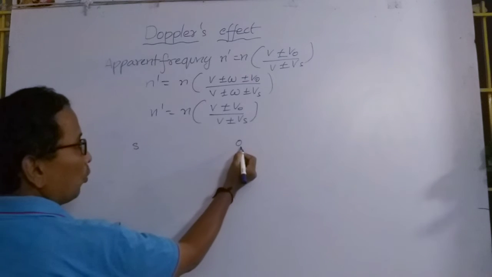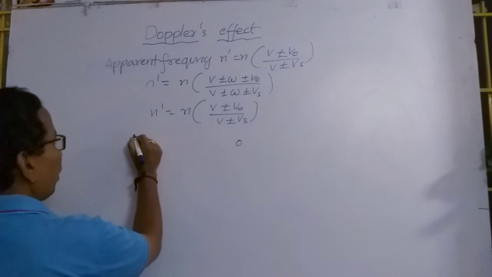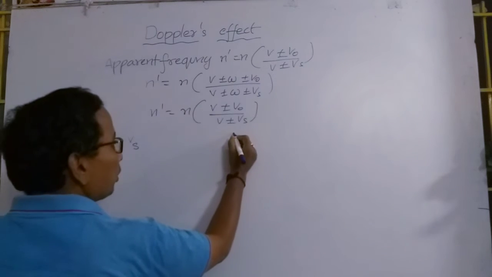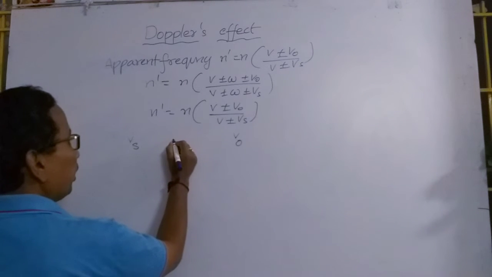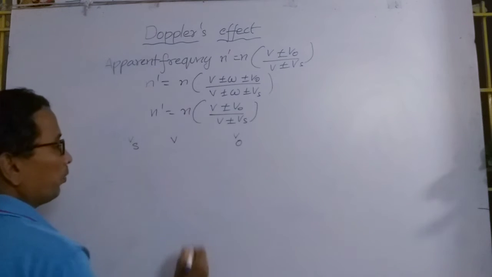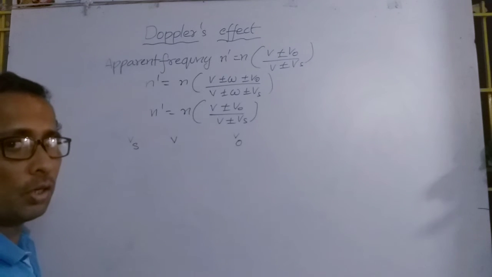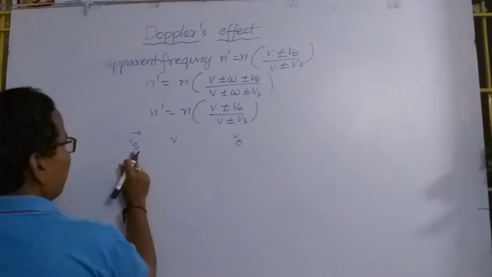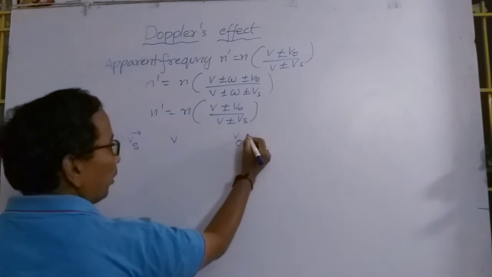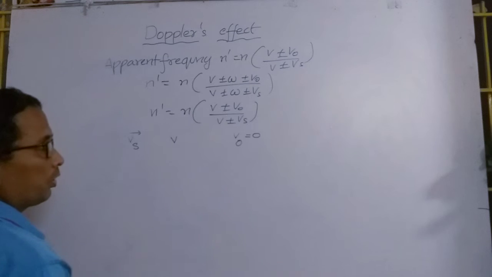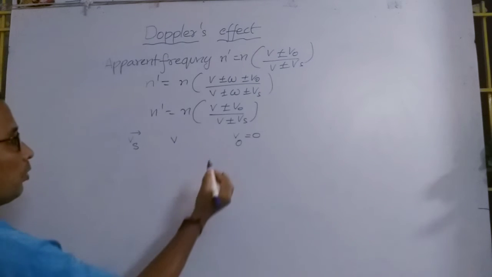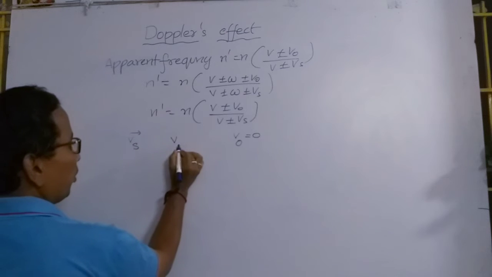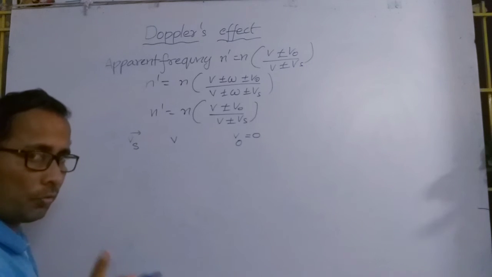S is the source, O be the observer. Here you have to write the velocity of the source like this. This is the velocity of the observer, VO. Here at the middle you have to mention the V. V is the velocity of the sound. Suppose the source is approaching the observer like this. Source is in motion but observer is at rest. Rest means the velocity of the observer is 0. Velocity of the source is Vs, where V is the velocity of the sound.